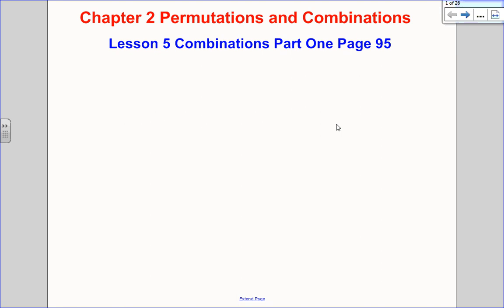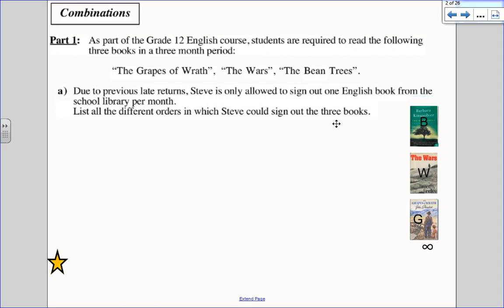Okay, in this lesson we are going to introduce you to combinations, and this will be part 1 of combinations. So I'm on page 95 of your workbooks. So let's look at a little scenario here.